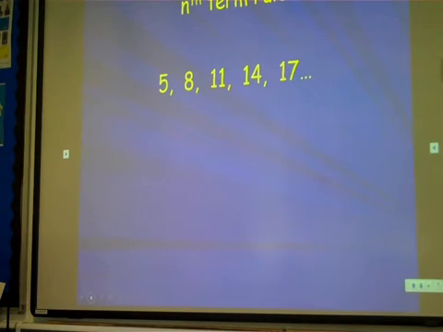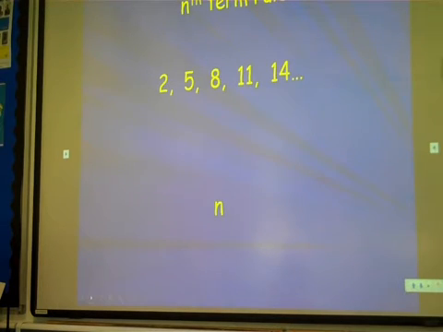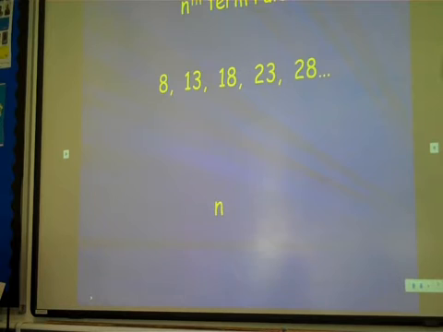Okay, so let's have a look at another one. 5, 8, 11, 14, 17. What do we think the rule for that one would be? 3n plus 2. Okay, so it's going up in 3s, so 3n, and the previous term would have been 2, so 3n plus 2. So this one here, 2, 5, 8, 11, and 14. So 3n minus 1. Well done.